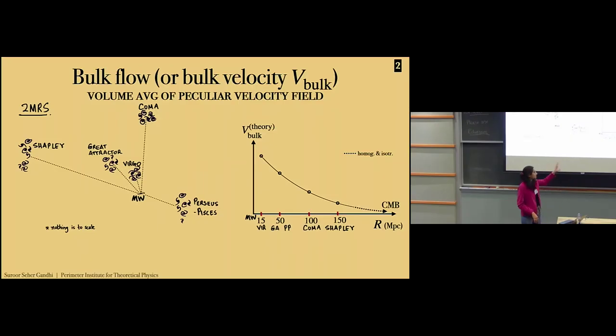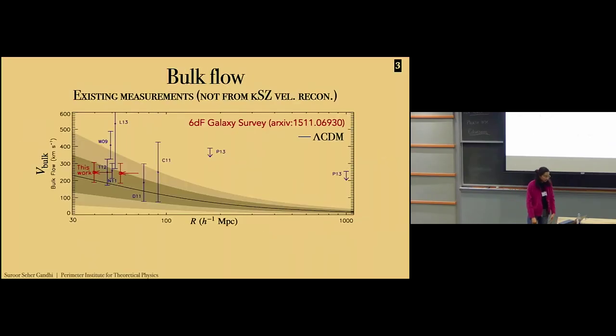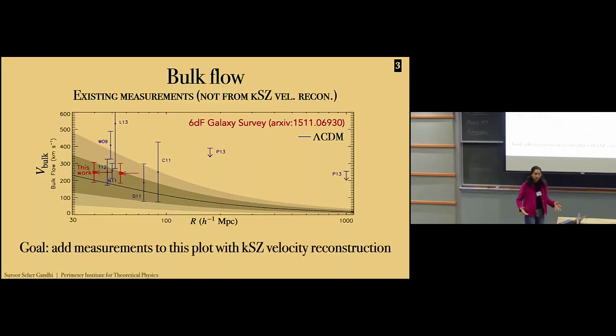So this is a schematic of what a bulk flow plot looks like. Here's a more official version of the same kind of plot. The black curve is the lambda CDM expectation, and then there are all these other measurements that exist for bulk flow. Our goal is to populate this very kind of plot, but using kSZ velocity reconstruction.